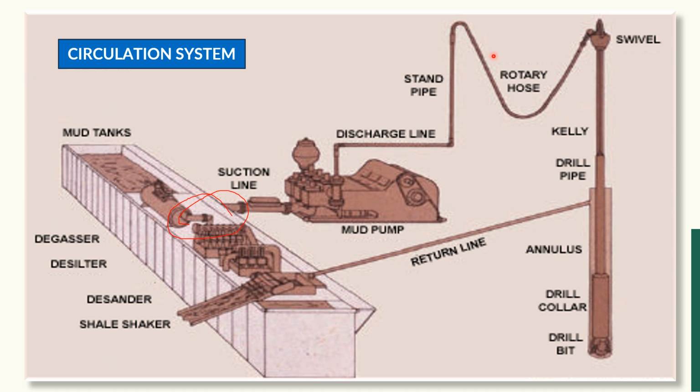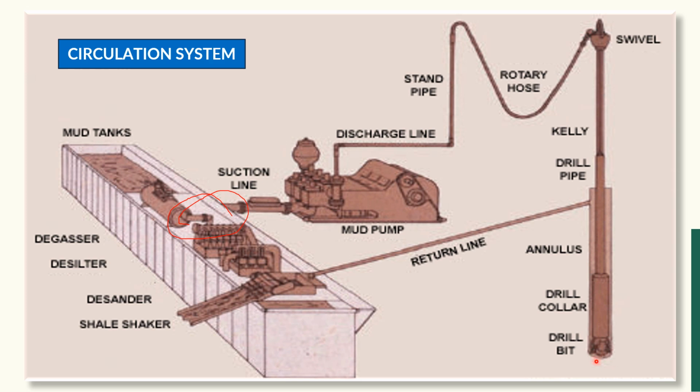From the standpipe it goes to the rotary hose, and after the rotary hose the mud goes to the swivel. From the swivel the mud goes to the Kelly, and from the Kelly it goes to the drill pipe. The Kelly and the drill pipe are hollow, so from inside the Kelly and the drill pipe the mud goes to the drill collar, and the drill collar is also hollow.